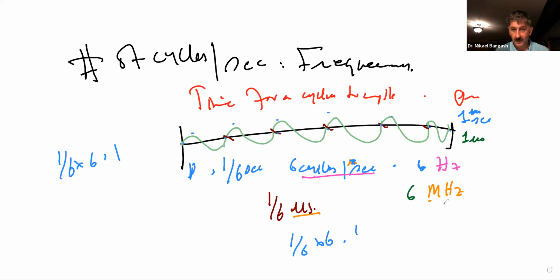when you say microseconds, it's going to be a frequency in megahertz. If you say milliseconds, then it's going to be a frequency in kilohertz. If you had said nanoseconds, then your frequency is going to be in gigahertz.